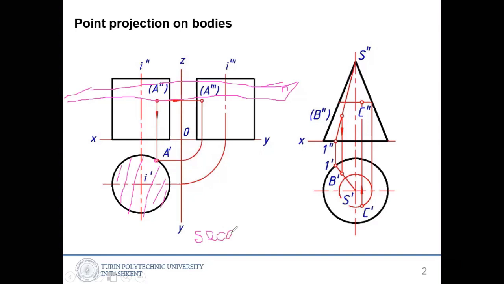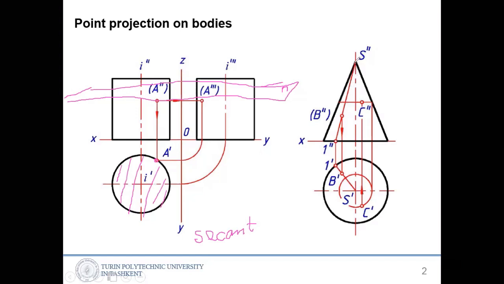The secant method is also called the cutting method, cutting with plane method, and the auxiliary plane method, different names. And the second method is making a line. So the line method.